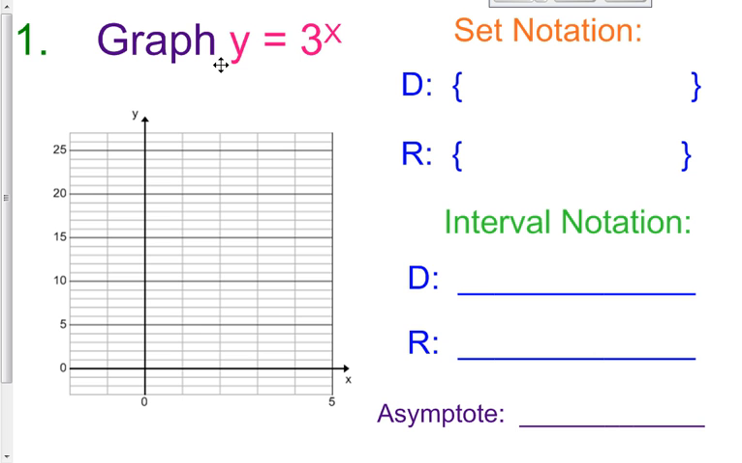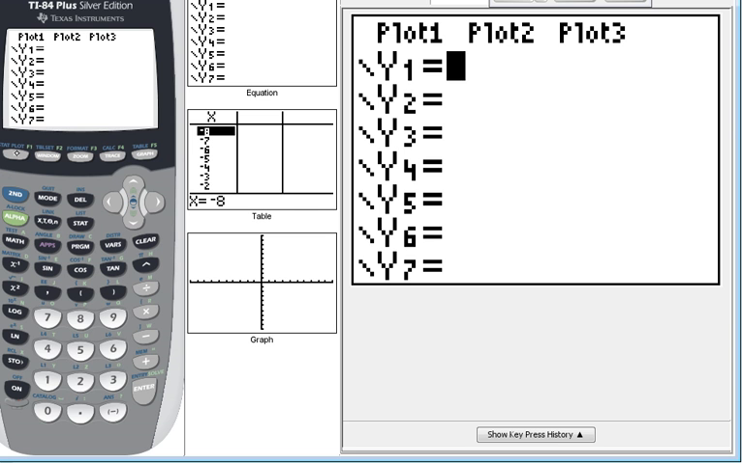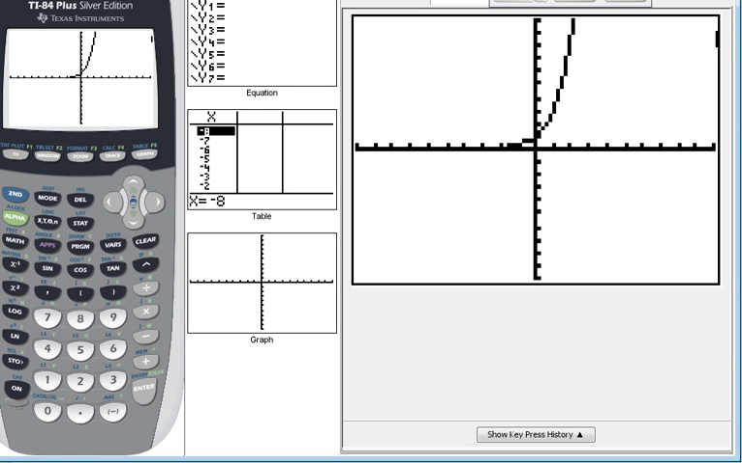So right away, your directions here, graph this. Let's just put it right into our graphing calculator. Y equals 3 raised to the x. So take out your graphing calculator. Y equals 3 raised to the x power. We graph it. And as you can see, we do see growth. We see as our graph goes to the right, our y values increase.